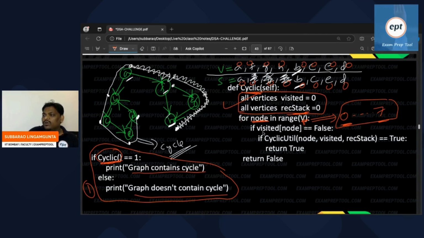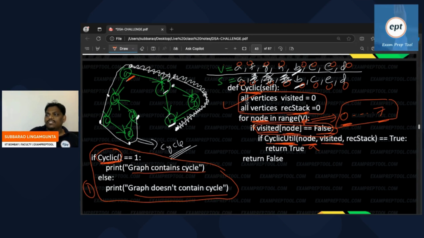That may be A. Then what you do is see this one thing: visited of A, check whether it is true or false. If it is false, meaning not visited, then only you can visit. If visited of A is equal to false, that node is not visited. I started from A, which is not visited, so call one more function, cyclic until. The node which is not visited, A, you send, and one more thing, the visited array you send.